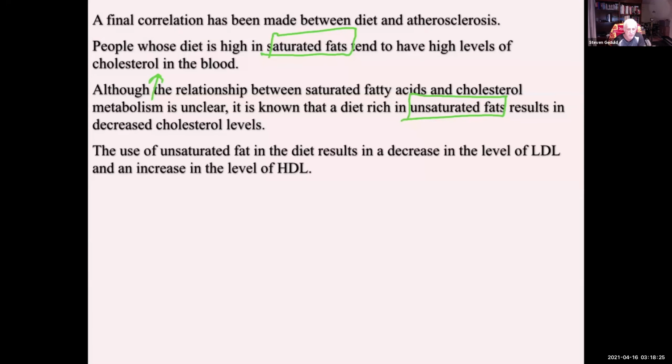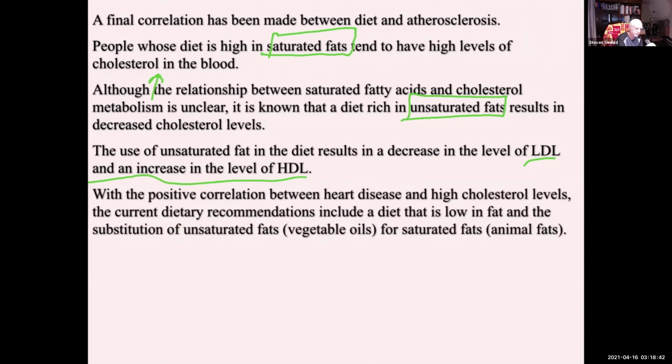Okay. The use of unsaturated fats in the diet results in a decreased level of LDL and an increased level of HDL. Okay. LDL is the bad cholesterol. HDL is the good cholesterol. It takes cholesterol out of the bloodstream. So with the positive correlation between heart disease and high cholesterol levels, the current dietary recommendations include a diet that is low in fat, low in animal fats, and the substitution of unsaturated fats like vegetable oils for saturated fats like animal fats. So that's how you should be getting your fat intake. It should be by unsaturated fats.